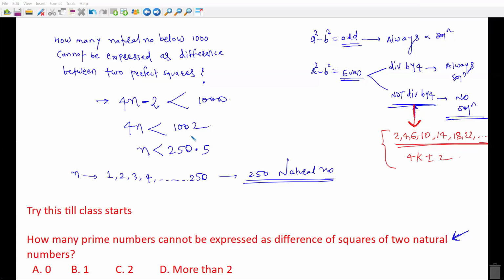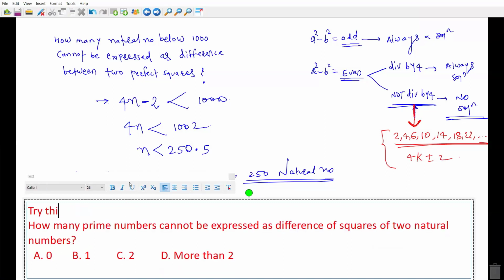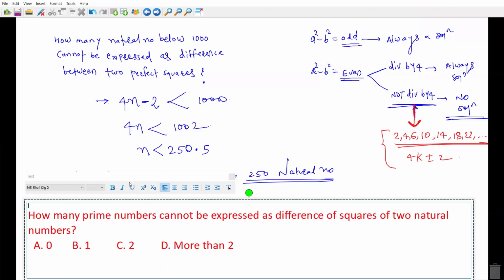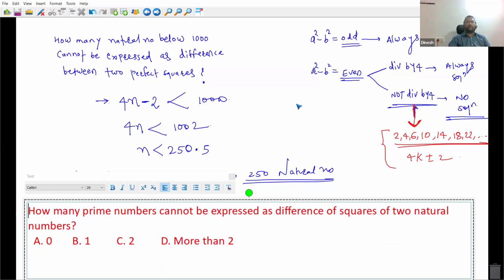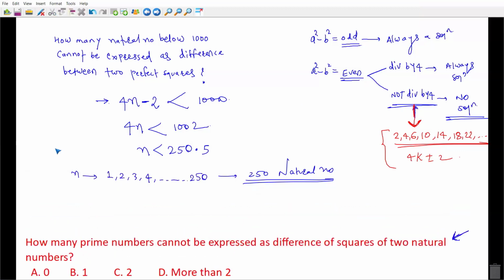Sir, why are we not using the 4n plus 2 less than 1000 case? Why are we not using 4n plus 2? Like you mentioned, it can be in the form of 4n plus minus 2, right? Yes, you can use that as well. In that case, sir, n will be less than 249.5. Yes, but in that case, you need to include n is equal to 0 as well. N is equal to 0 to 249. Oh, got it. Yes.